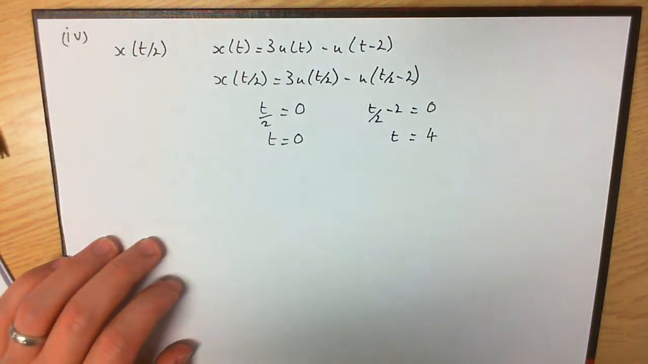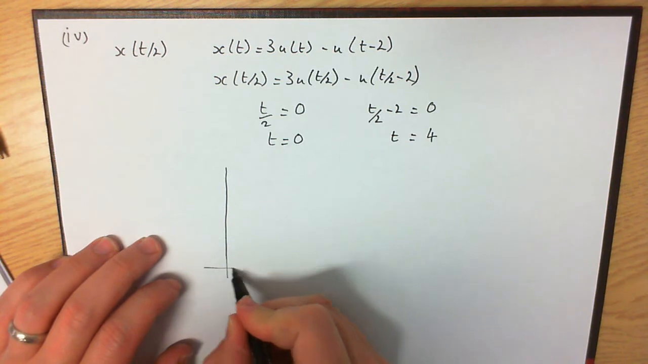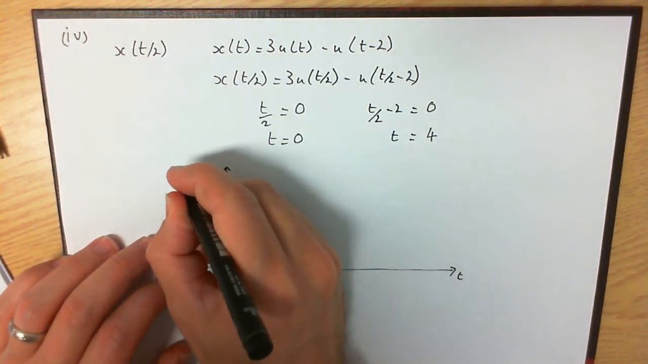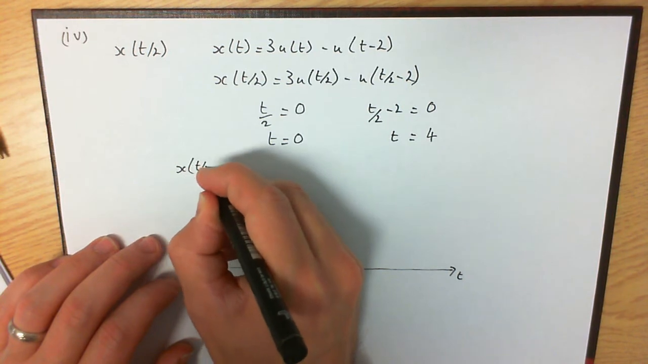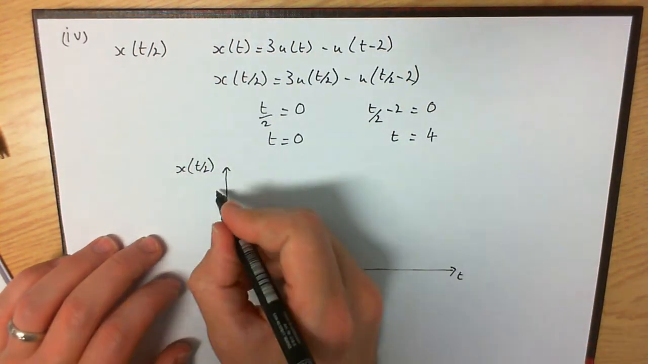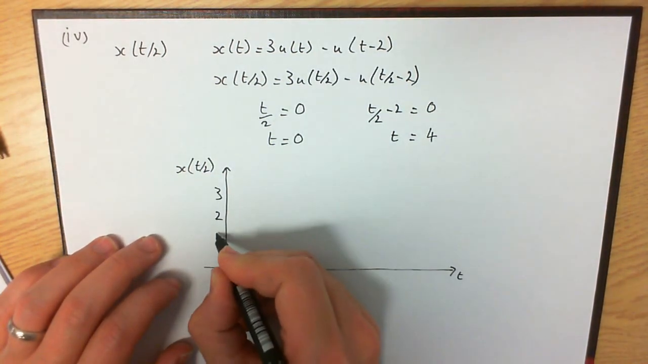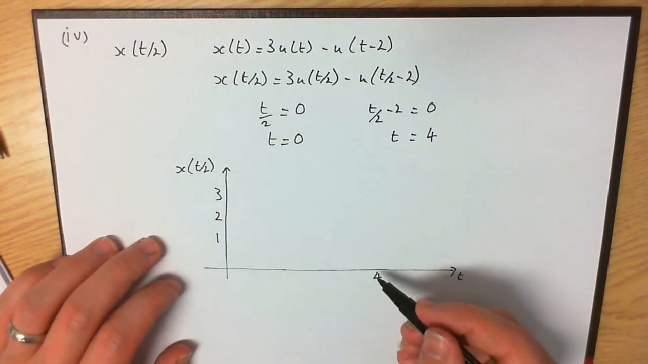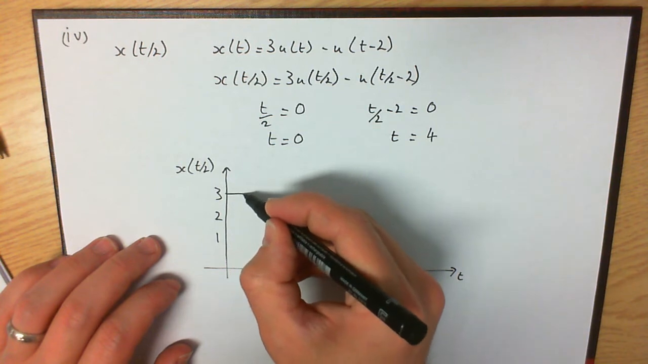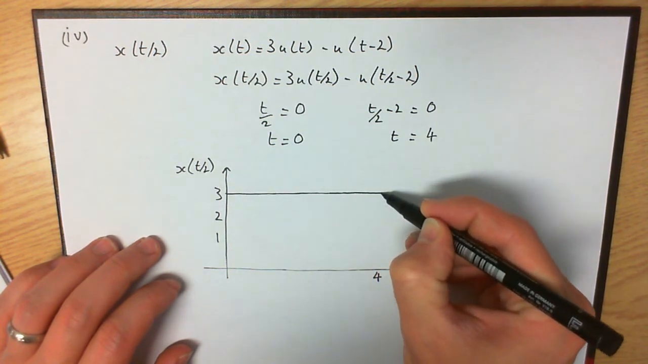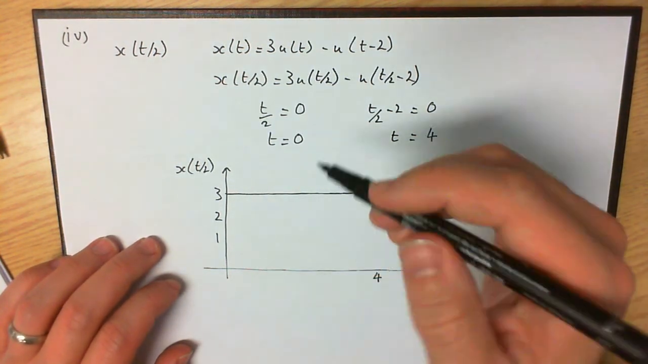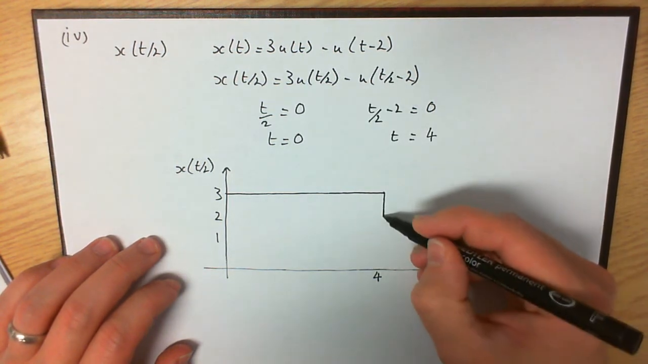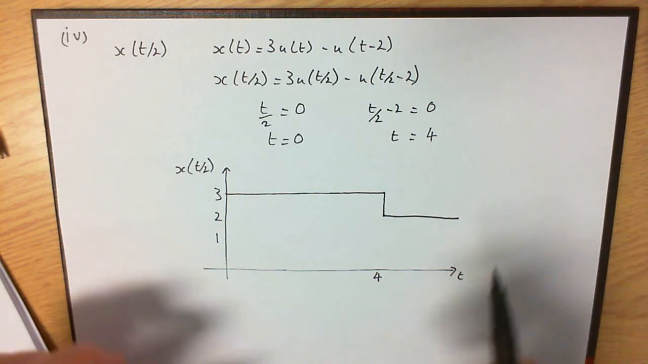So if I was to plot that function, this is x of t over 2. In this case, we need to have t equal 4, and we're going to have an amplitude of 3 up to time 4, and then we're subtracting down to amplitude 2, and then it goes off to infinity.